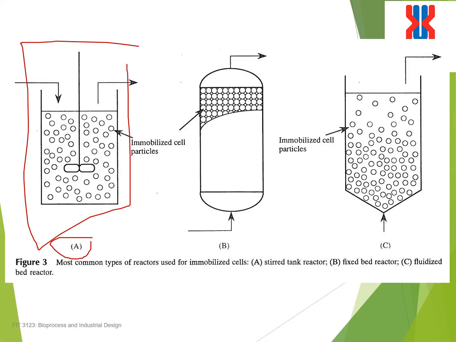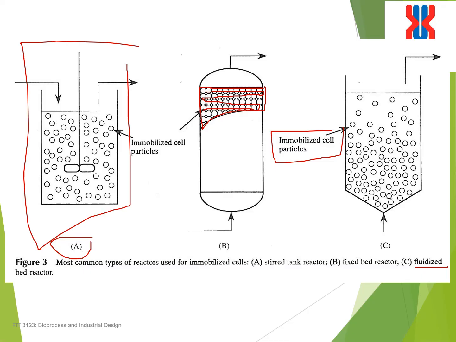Okay, second one is fixed bed. Fixed bed, as I said, you fix it, you determine where to place your bed. So this is your bed. So the immobilized cells will be arranged in the bed accordingly. Okay, so the flow comes from the bottom and flows up, or from the top to the bottom. Okay, the last one is immobilized cell on the fluidized bed.